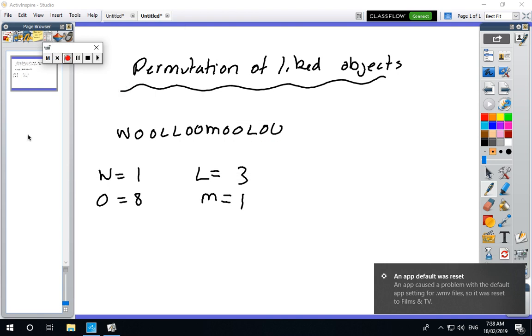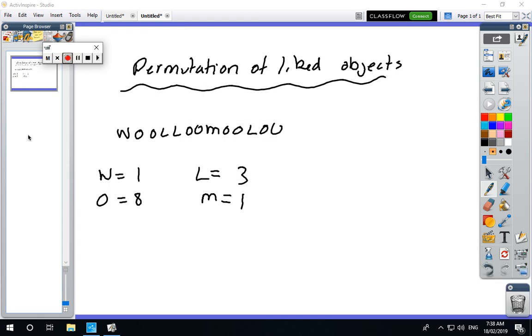So today we're talking about permutations of like objects. We're asking how many permutations we can get of this word Woolloomooloo. Woolloomooloo is a place in Sydney, but more importantly it gives us a real challenge. So first off, what we do is we count.